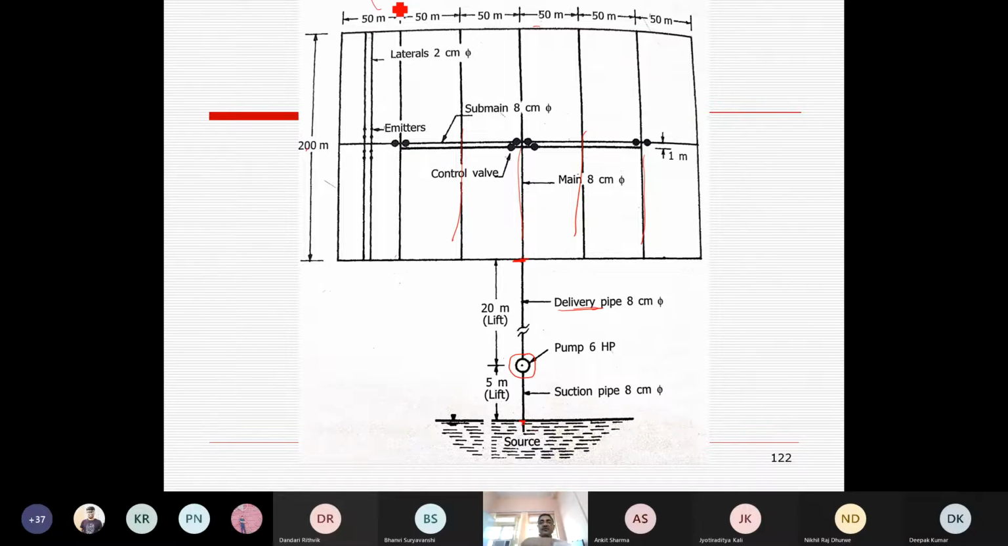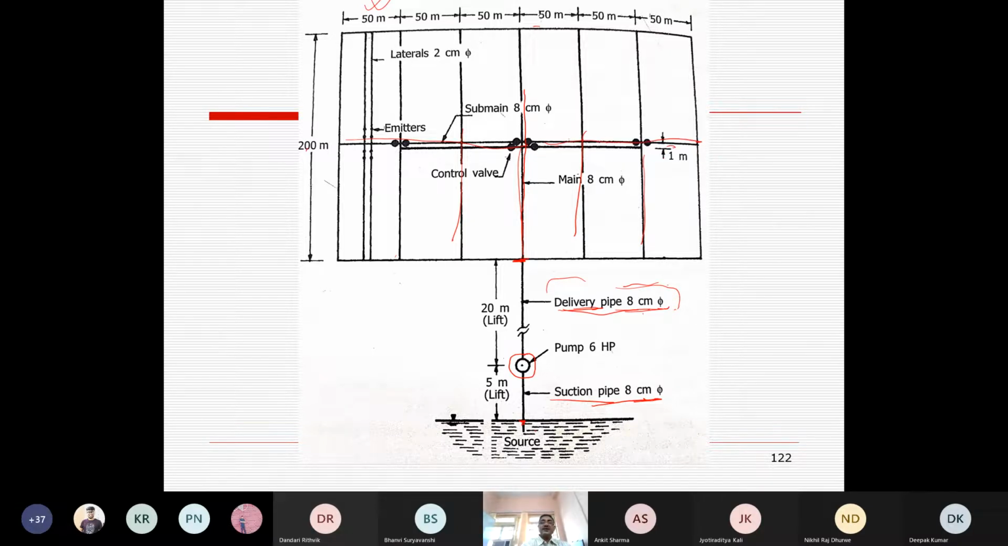It is given here, layout for 50 meter, which comes after calculation. You can see here, the suction pipe is 8 centimeter in diameter. Delivery pipe is as well 8 centimeter. We will see how it is working. Then it is a main line which is supplying water. Then it is a lateral here.